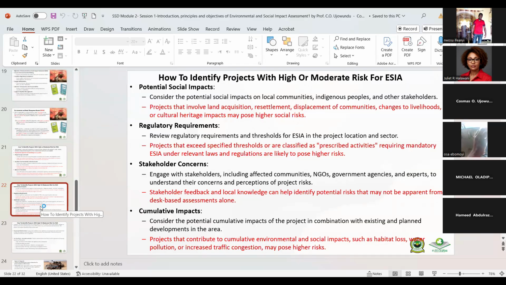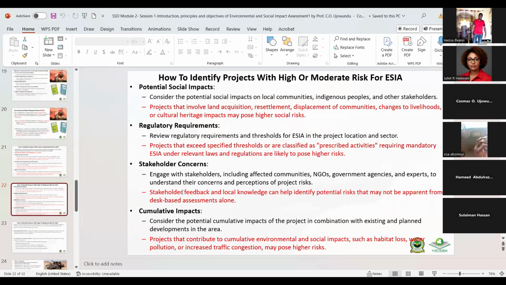We also have regulatory requirements. You find out that some projects are already prescribed. Once your project is classified as prescribed, you must carry out CE-sPESS. It means that it's of high or moderate risk. So just looking at the project, under your documentation review, you've already given it a classification as a project of high or moderate risk.